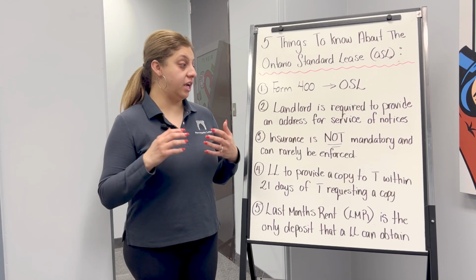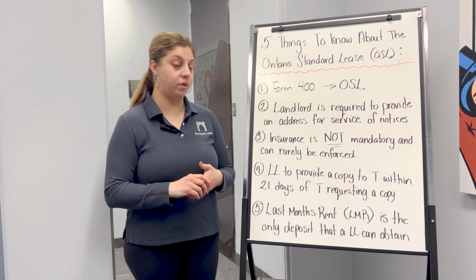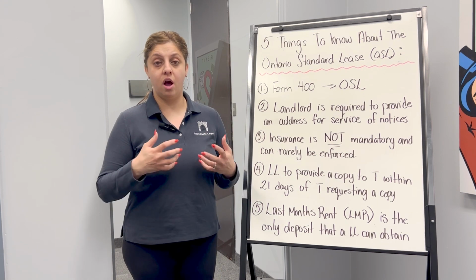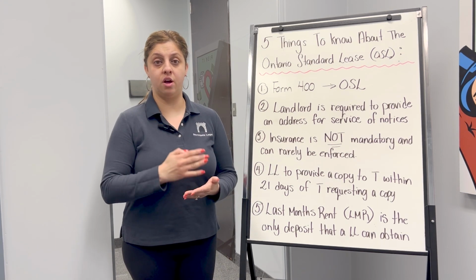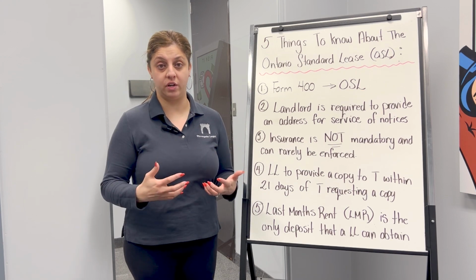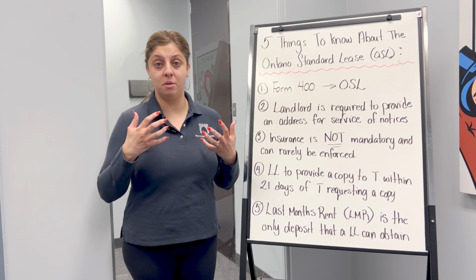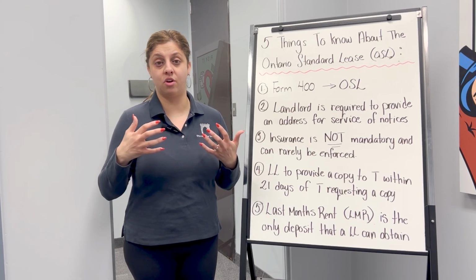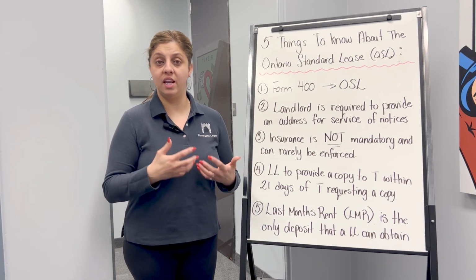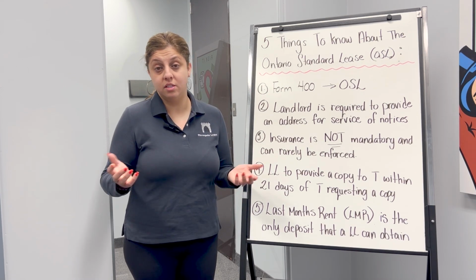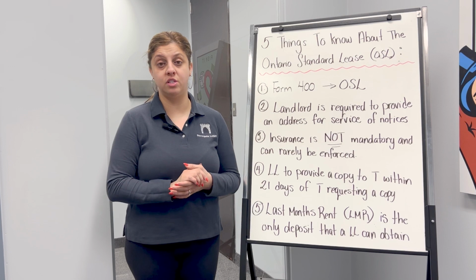Number 3, insurance is not a mandatory requirement and can rarely be enforced. Often landlords are so fixated on tenants having to obtain insurance. Insurance, especially content insurance, is for the benefit of the tenant and their contents. So if a tenant cancels their insurance policy and something happens, tough luck for the tenant because insurance is not mandatory.